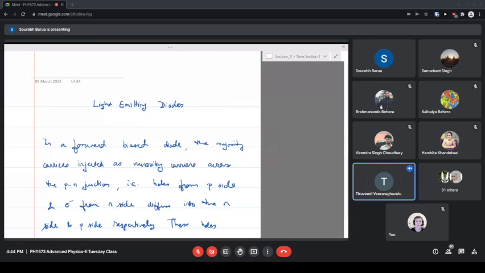Okay, so when these majority carriers, electrons in the N side, reach the P side, what do they become immediately? Sorry, sir. Can you repeat? So as soon as these majority electrons from the N side reach the P side, what do they become?